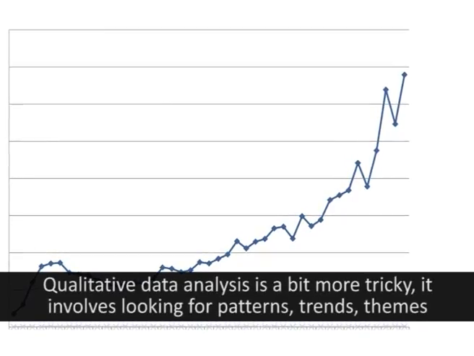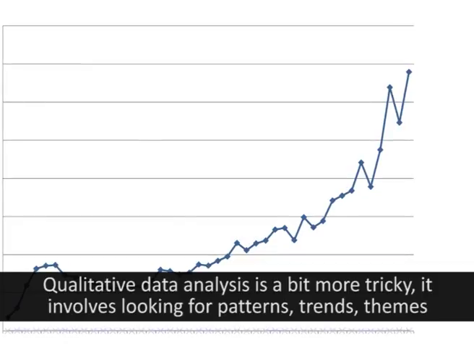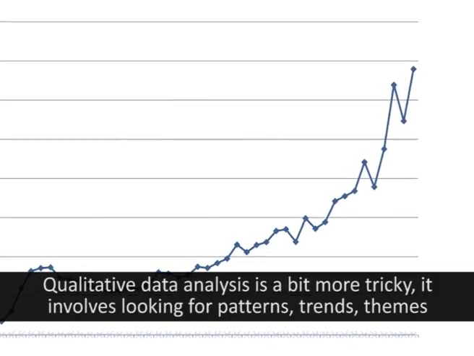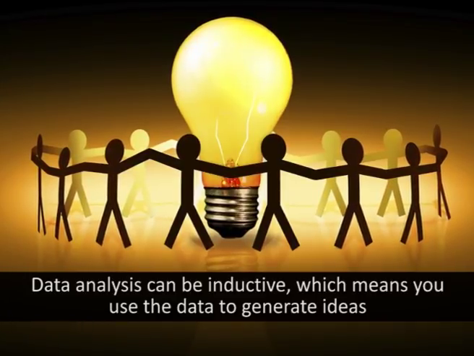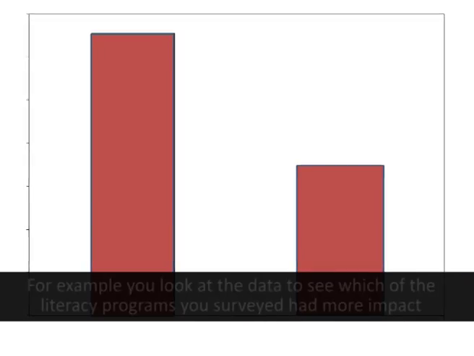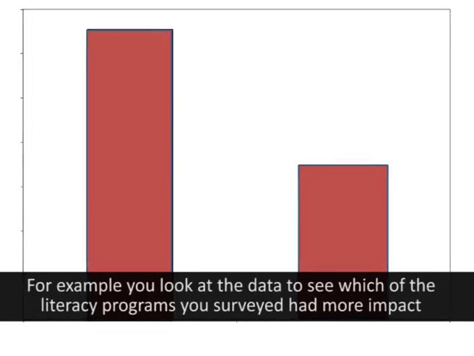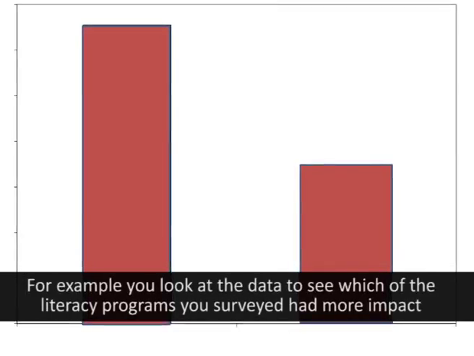Qualitative data analysis is a bit more tricky. It involves looking for patterns, trends, themes. Data analysis can be inductive, which means you use the data to generate ideas. You don't go in with a predetermined thing you're looking for. You keep your mind open as much as possible and let the data speak to you. Data analysis can be deductive, which means you analyze the data looking for something predetermined. For example, you look at the data to see which of the literacy programs you surveyed had more impact.